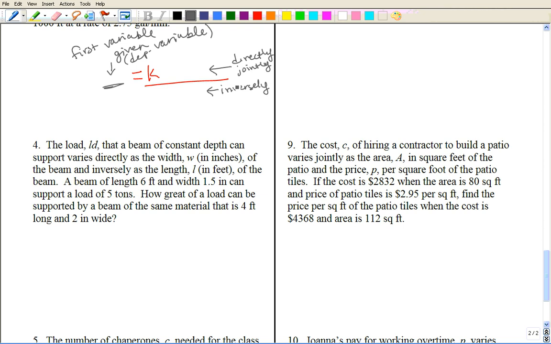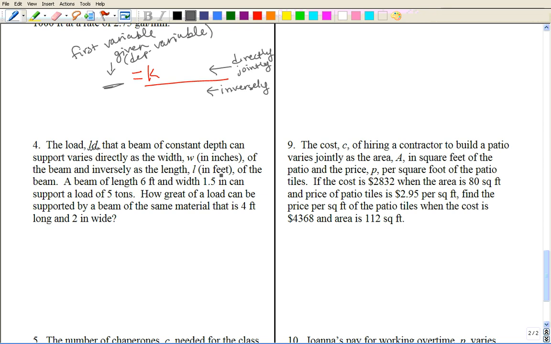So the load LD, so that's just all one variable there, that a beam of constant depth can support varies directly as the width W in inches of the beam and inversely as the length L in feet of the beam. A beam of length 6 feet and a width of 1.5 inches can support a load of 5 tons. How great of a load can be supported by a beam of the same material that is 4 feet long and 2 inches wide?